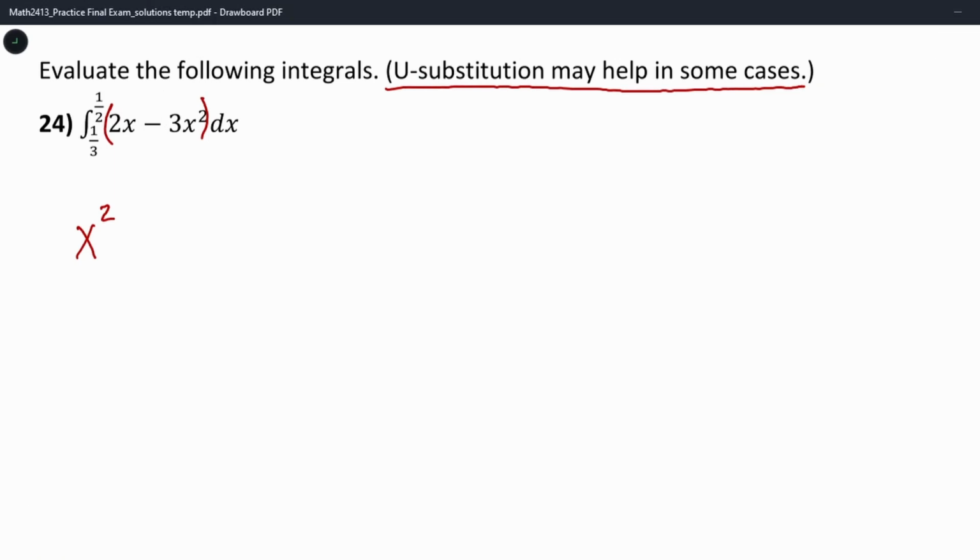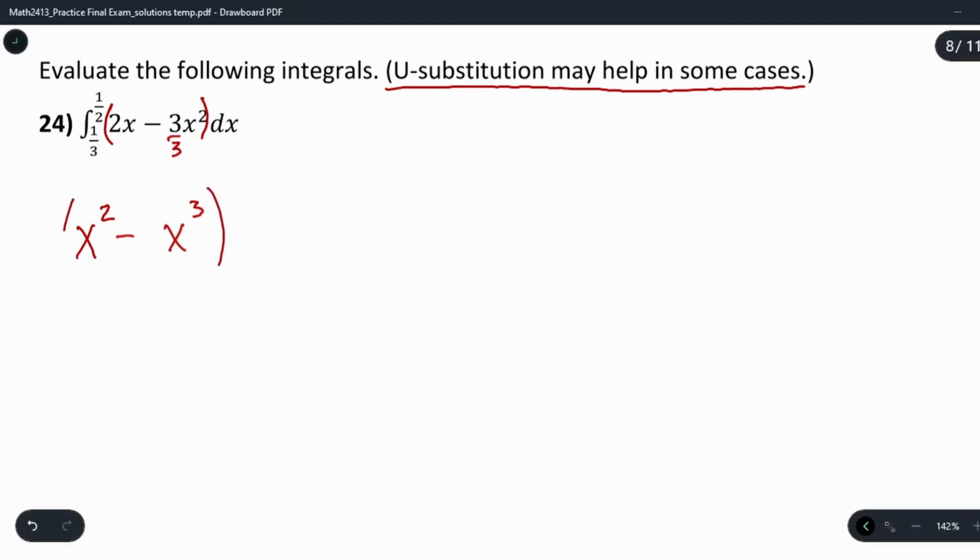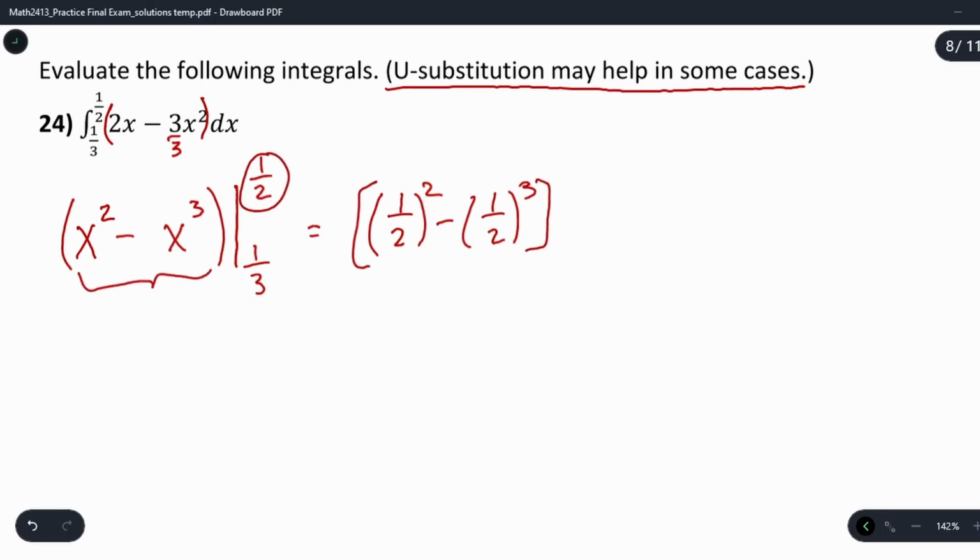So that's how we get the antiderivative of the first term. And then for the next term, that's going to be negative. Adding 1 to 2 gives us x cubed. Dividing the coefficient by the new exponent gives us just a 1. And then this antiderivative needs to be evaluated from 1/3 to 1/2. So that's going to give us 1/2 squared minus 1/2 cubed. That is this expression evaluated at 1/2, and then we subtract the same expression evaluated at 1/3. That'll be 1/3 squared minus 1/3 cubed.